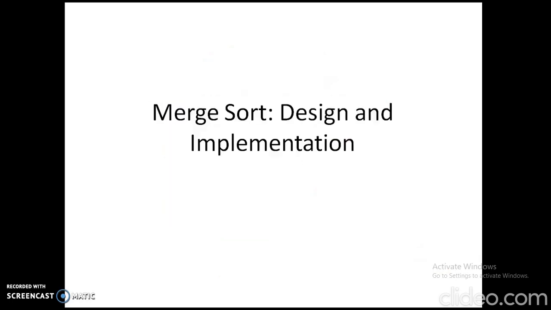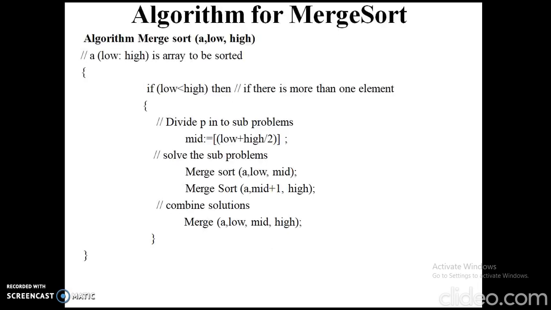Let us now look into how merge sort works by looking into its design and the implementation procedure. The algorithm for the merge sort looks something like this. It takes three parameters: A is the array which has to be sorted, and low and high are the indices, that is low indicates the first index of the array, and high indicates the last index of the array, which contains the elements which need to be sorted. And the algorithm goes like this.